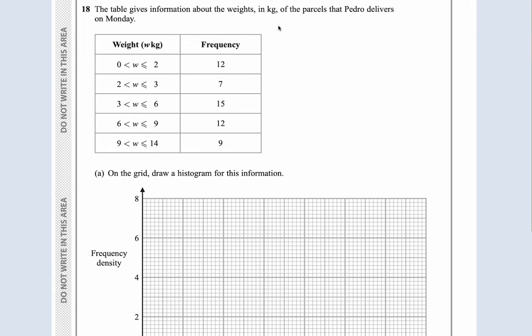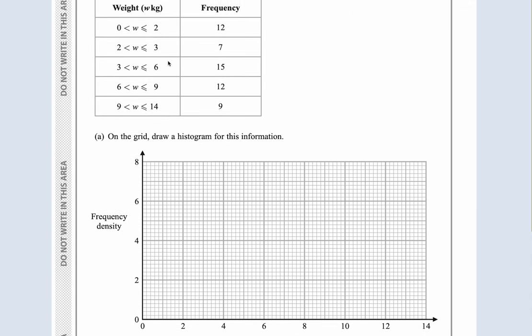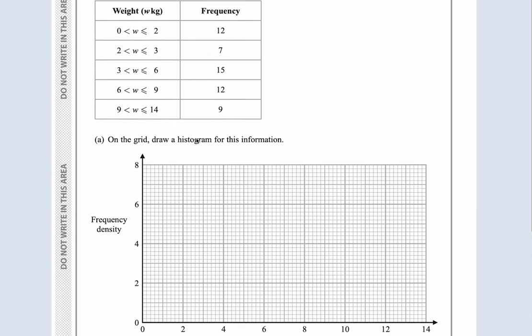Here we have weights of parcels that Pedro delivers on Monday, and we have frequencies. So we have to draw a histogram. Now guys, if you remember, in a histogram, the frequency is the area. So the area is the frequency. So frequency, F, let me write this here.